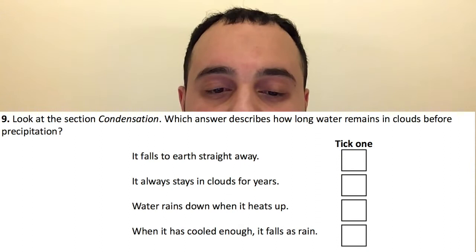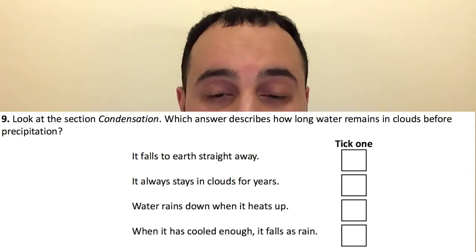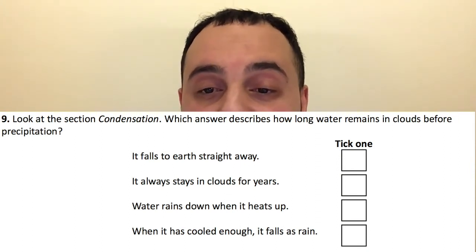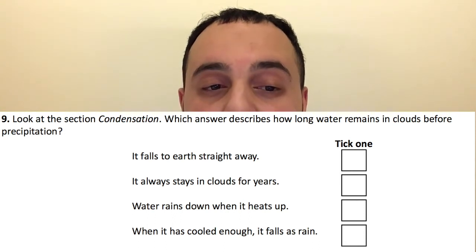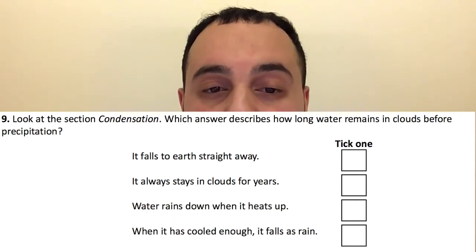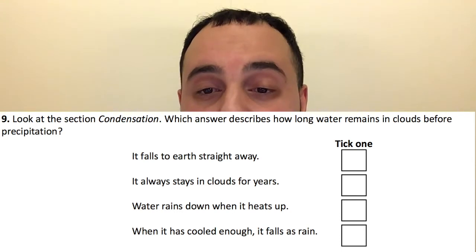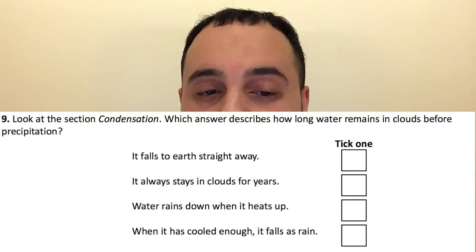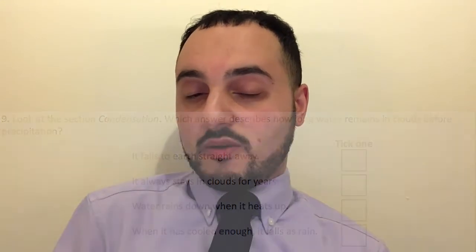So question 9. Look at the section condensation. Which answer describes how long water remains in clouds before precipitation? So it falls to Earth straight away, it always stays in the clouds for years, water rains down when it heats up, or when it has cooled enough, it falls as rain. So the answer to that one is, of course, when it has cooled enough, it falls as rain.